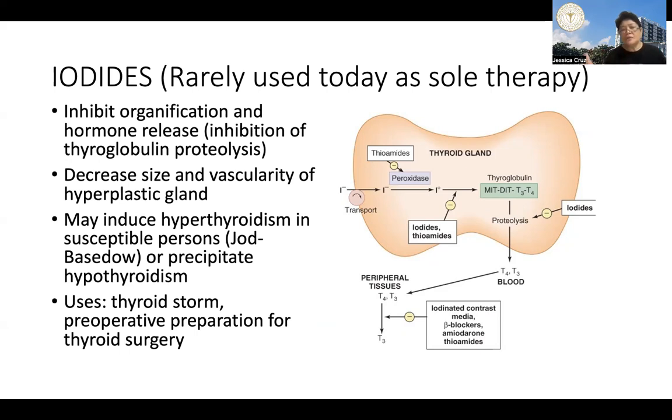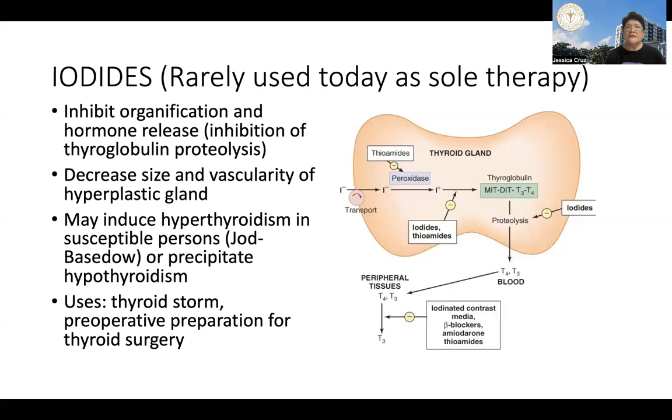No? So, before we go into that, these are the mechanisms of their anti-thyroid effect. No? They inhibit organification and hormone release by inhibiting the proteolytic process in the thyroglobulin molecule. No? So they decrease the size and vascularity of the thyroid gland.